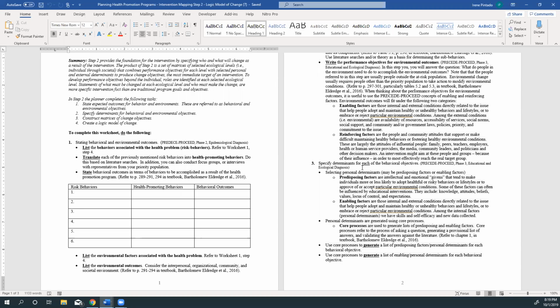You just pick 3 or 4 that you think are really good, that are really important. Because for each one of these, you're going to do the predisposing factor. These are kind of the internal things: the knowledge, beliefs, attitudes, the values that we have, our expectations. Those are the things that are going to be the predisposing factor to our behaviors.